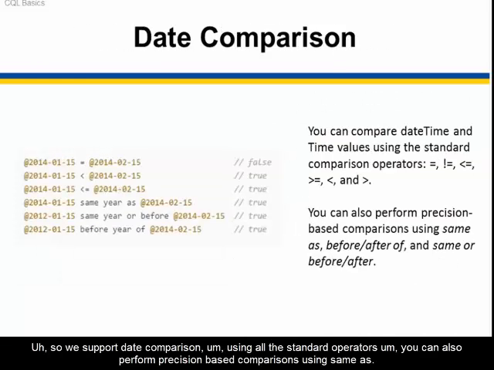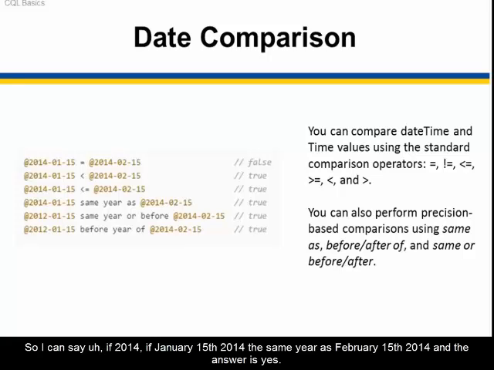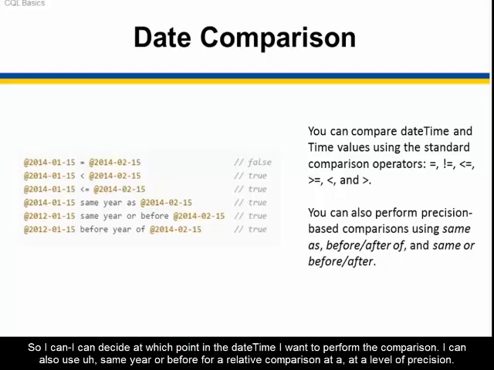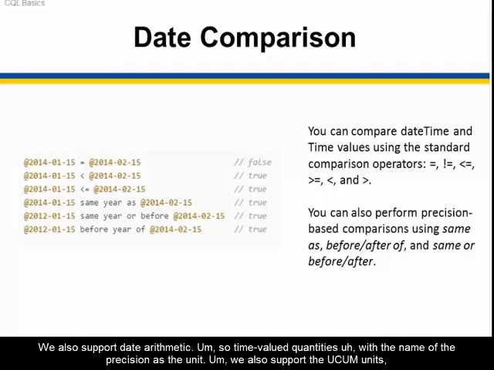So we support date comparison using all the standard operators. We can also perform precision-based comparisons using same as. So I can say, is January 15th, 2014 the same year as February 15th, 2014? And the answer is yes. So those ones are important for when you're performing comparisons on partial date time values. So I can decide at which point in the date time I want to perform the comparison. I can also use same year or before for a relative comparison at a level of precision.